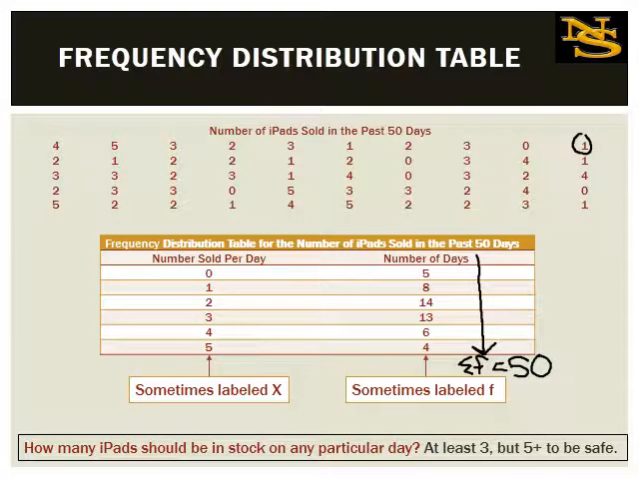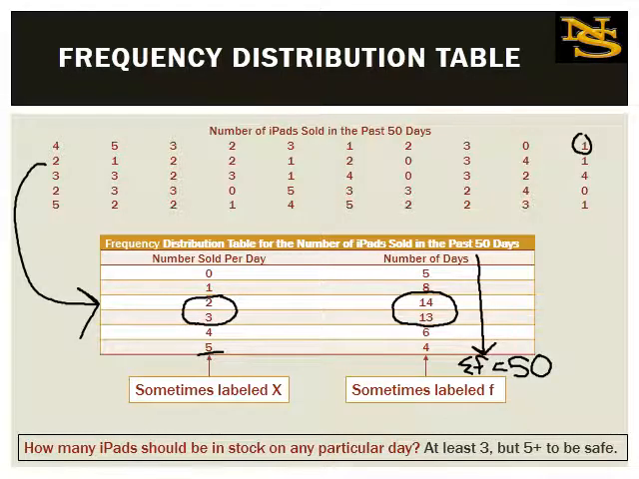So how many iPads should be in stock on any particular day? Well, if we look at this, we can see that on most days, we sold between 2 and 3 iPads. So you'd want to have at least 3 to be safe, but you can see that it goes up to a maximum of 5, so maybe have 5 plus on hand just to be extra, extra safe. So hopefully by looking at this, you can see how this turns into this and understand the usefulness of this table as opposed to just looking at a ton of raw data in front of you.